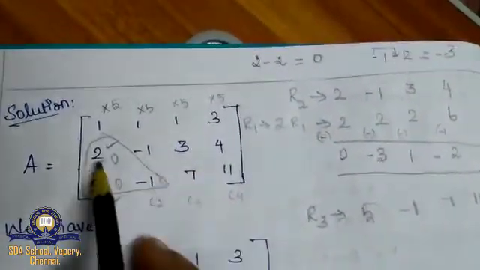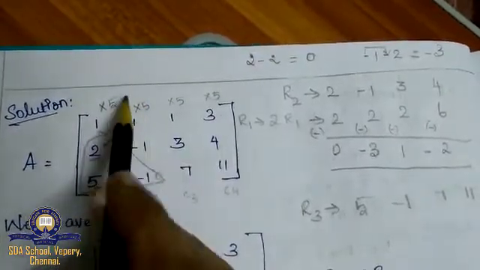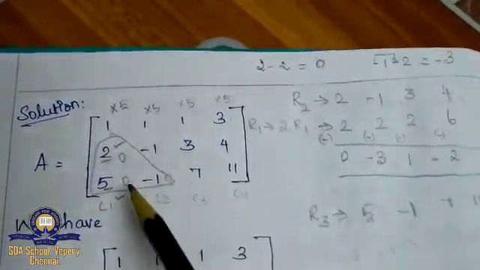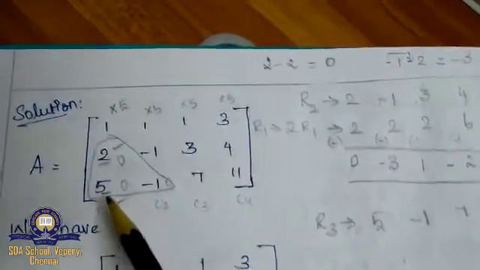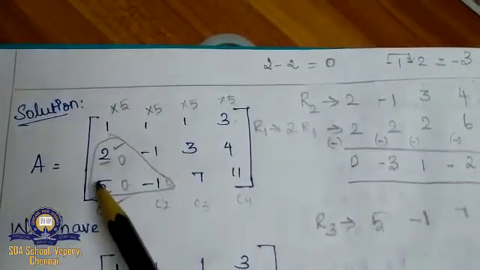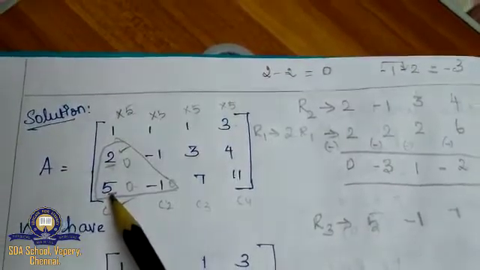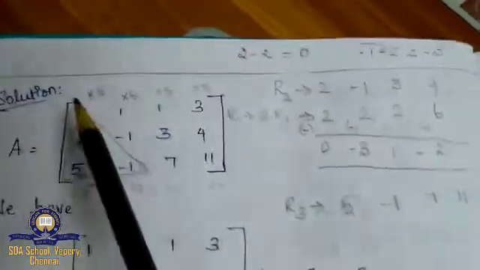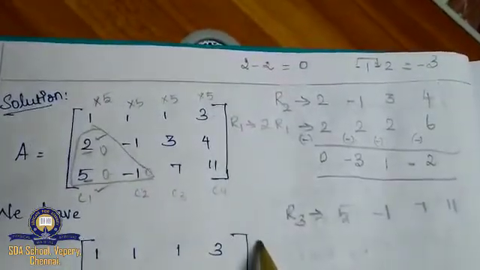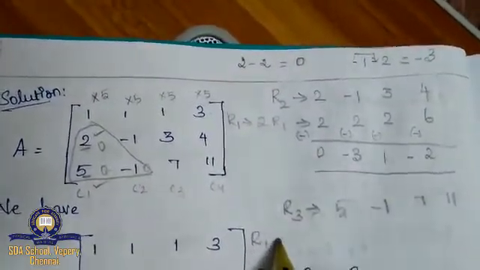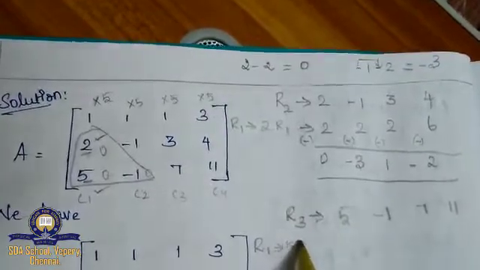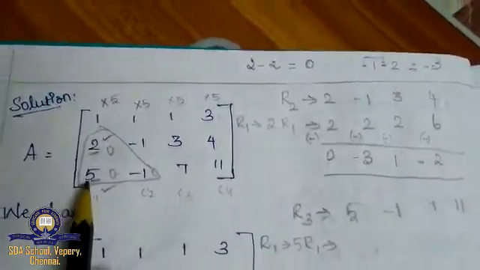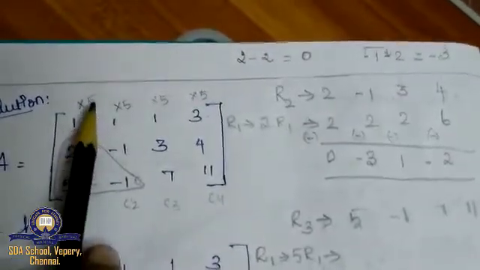For row 2, the first element is 2. So I multiplied R1 by 2. But in order to make my R3 as 0, the third row's first element is 5. So I have to multiply my row 1 by 5. So now you are supposed to write here R1 gives 5R1, because your first element is 5, so I am going to multiply my first row by 5.